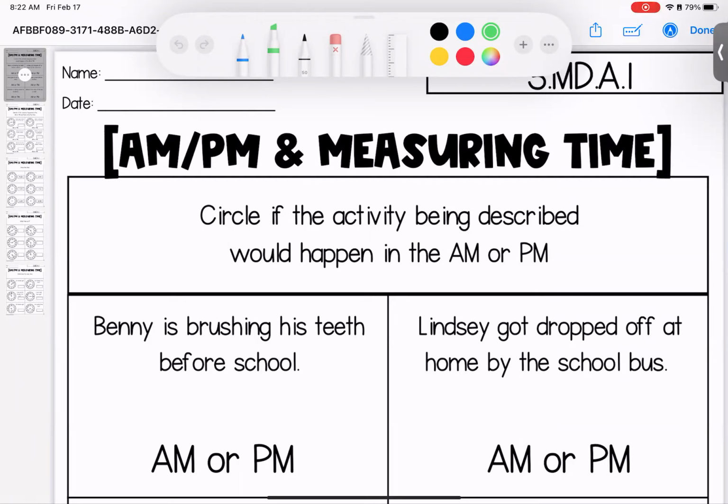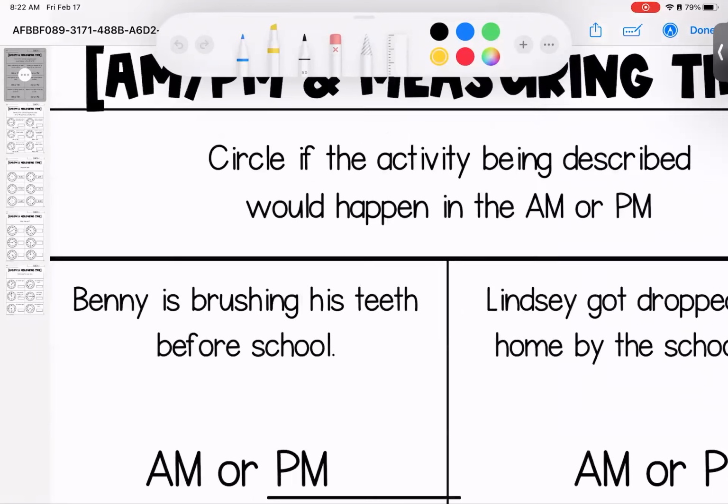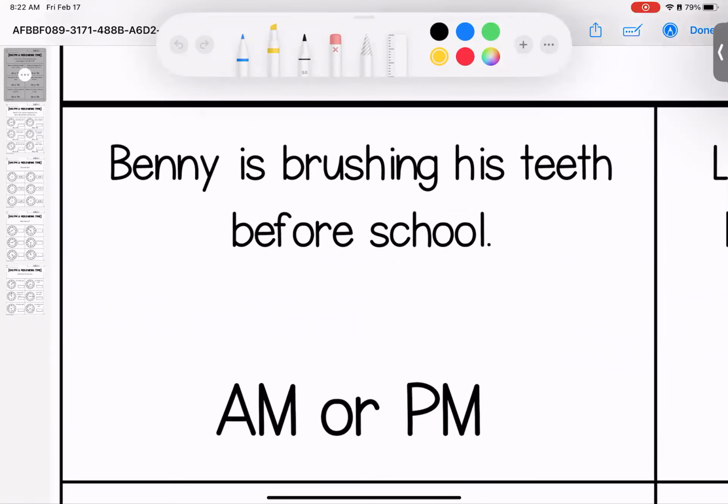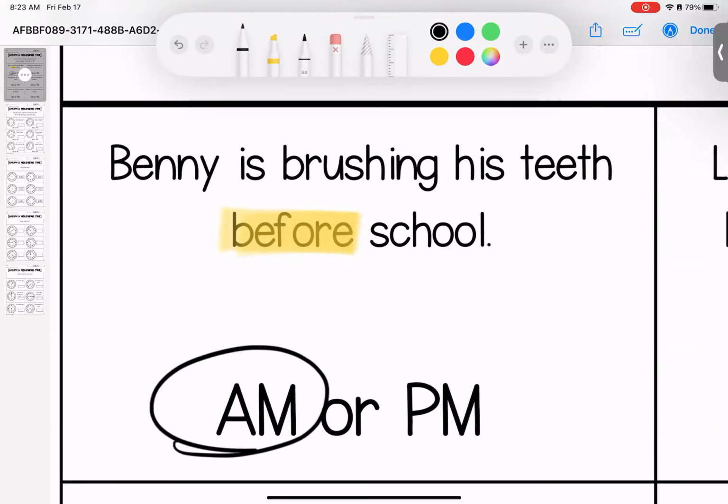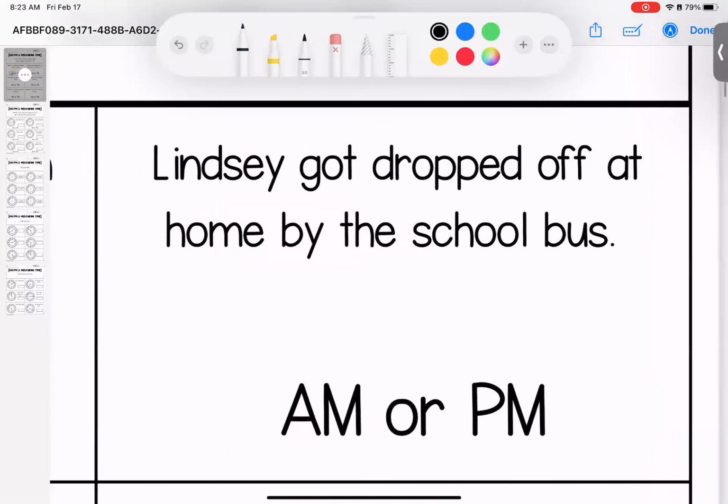Sorry about that. So let's go ahead and get started. We are going to be looking at the activity and deciding if this would happen in the AM, meaning morning, or the PM, meaning afternoon. Benny is brushing his teeth before school. That "before" is a really important part that tells us that this is the AM, because it is before school and school happens in the morning.